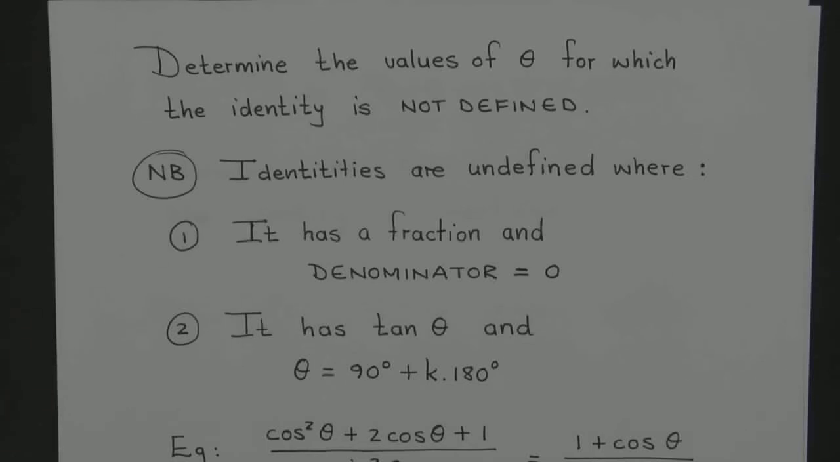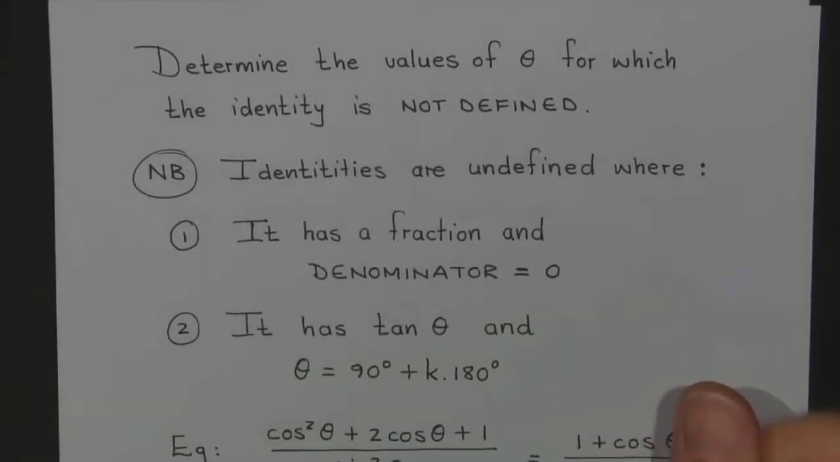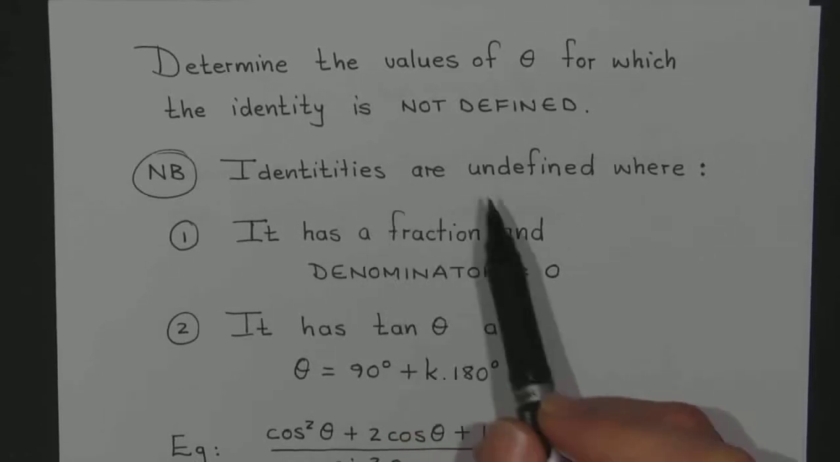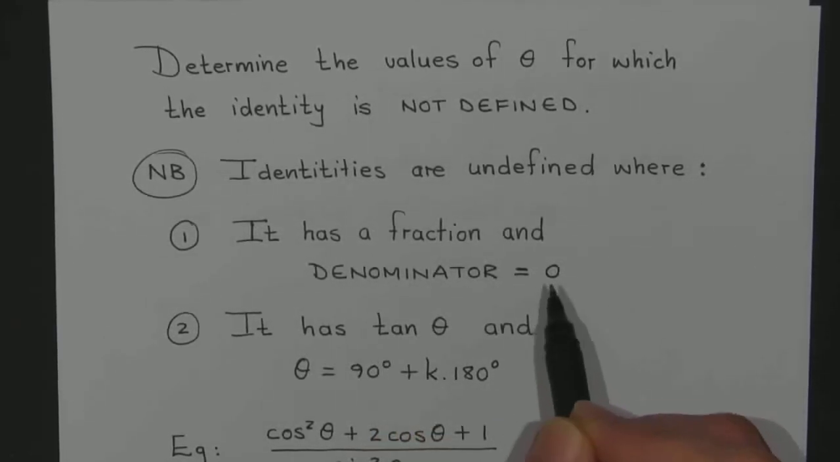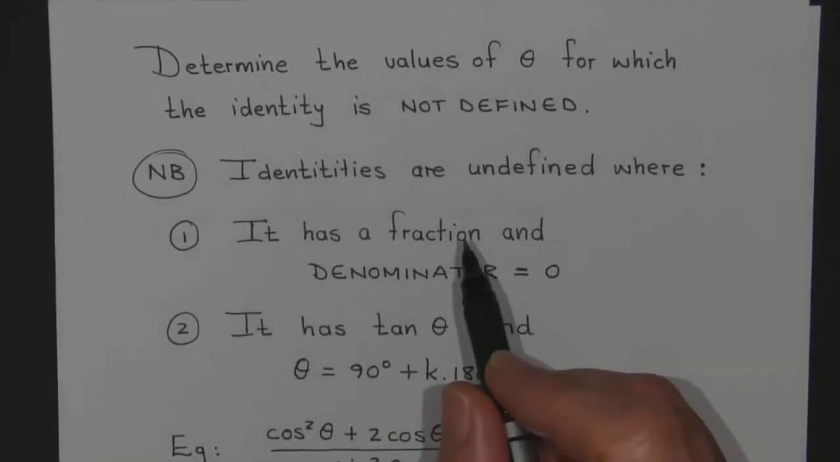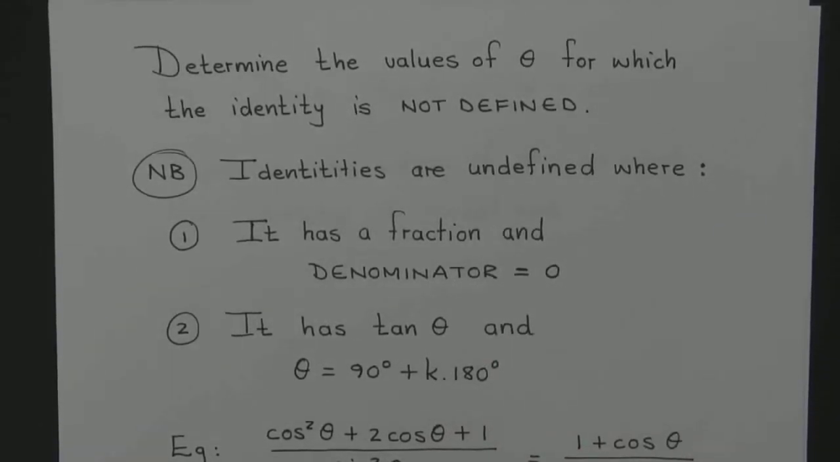Got it? So when we want to determine the values of theta for which the identity is not defined, we have to remember the following. Identities are undefined in exactly two circumstances. The first one: there's a fraction in the identity. Somewhere in the identity there's a fraction, and please remember, what about fractions? The denominator can't be equal to 0. So if the denominator in a fraction is equal to 0, then obviously the identity will be undefined. Because if you put a 0 denominator into your calculator, the calculator will go math error. Got it?